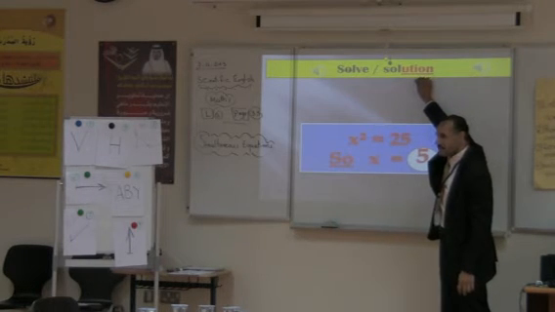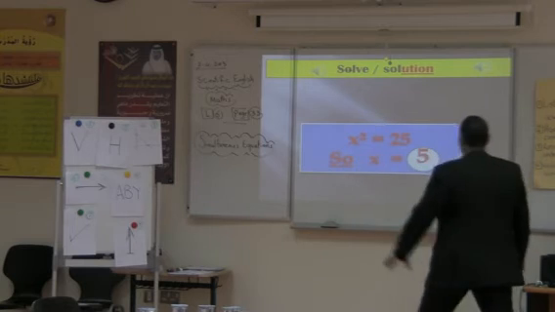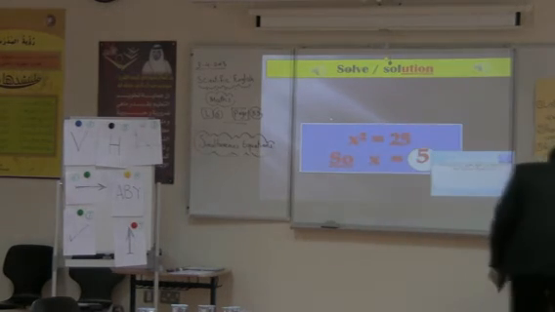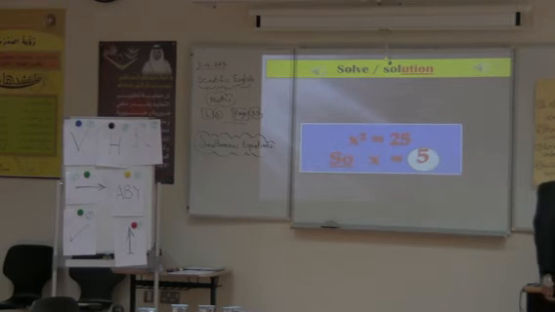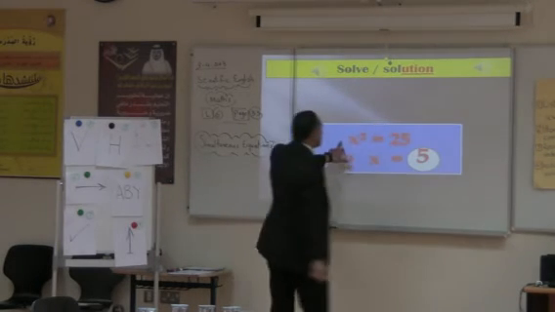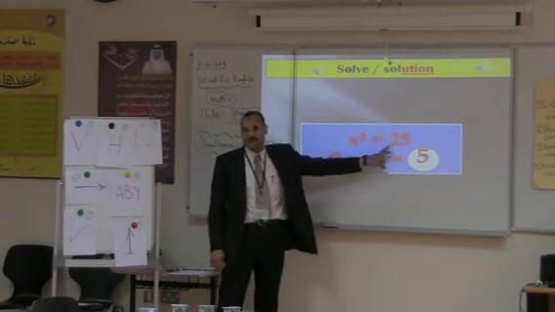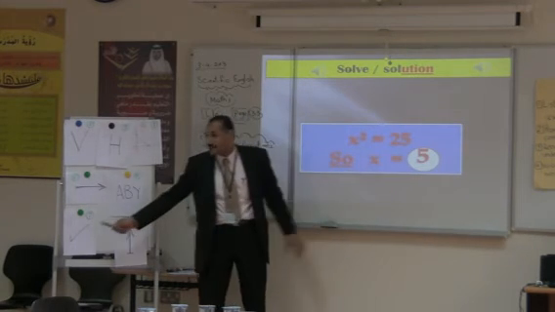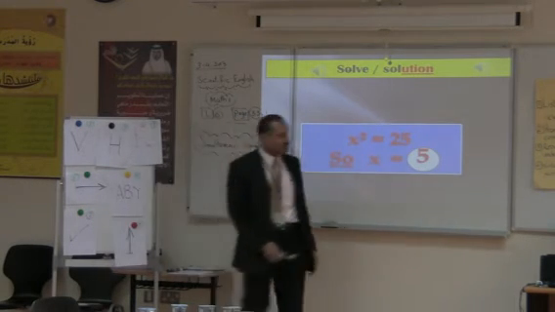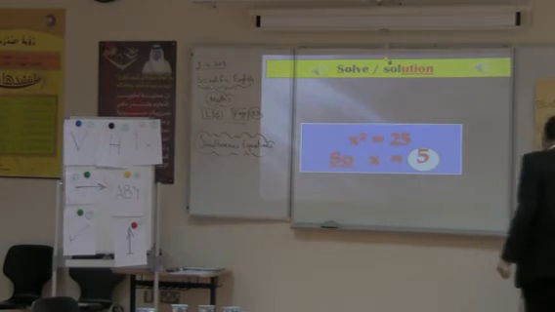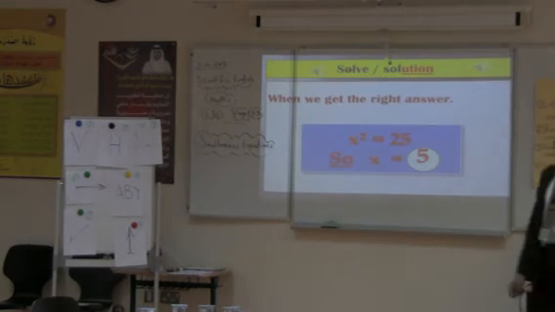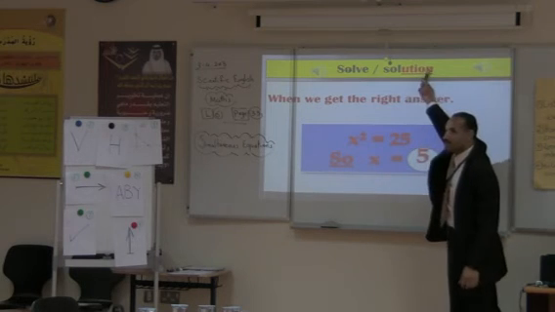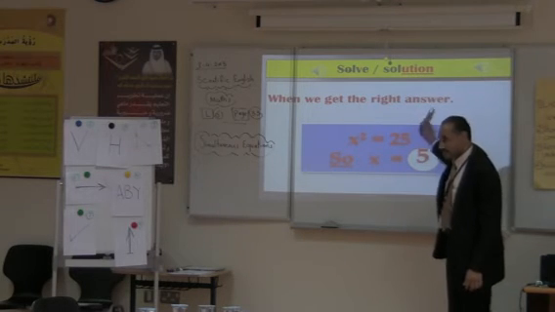Yes. Okay. What do you think the solution is in this equation? It's 5. Yes. If we have x to the power of 2 equals 25, so x equals 5. And so this is the right answer for the equation. It's the solution of the equation. Will you read the definition, please? When we get the right answer. So solution is an answer. It's the right answer.